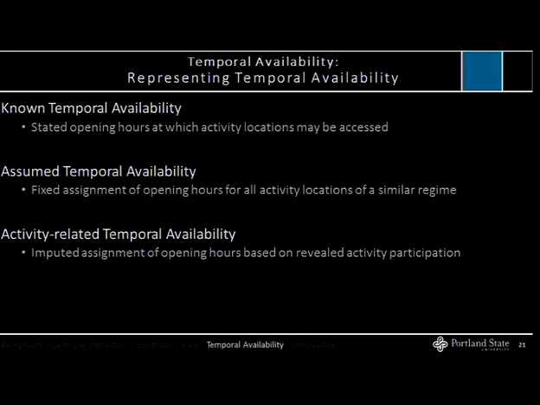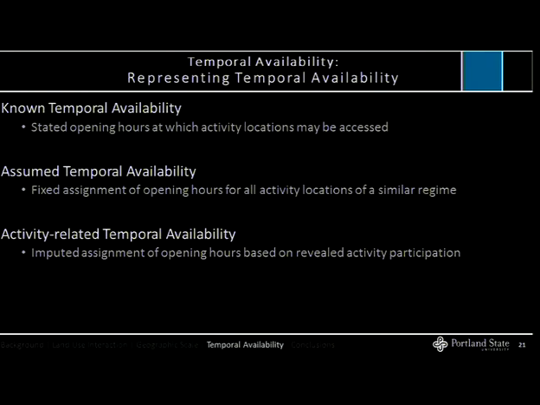However, these data are very hard to come by, and so there's probably a reason why this hasn't been looked at a little bit more. A second way that we could represent this is just an assumed availability. We fix the assignment of opening hours for all activity locations of a similar regime. So if we have an industrial land use type, we just say it's available from 6 a.m. to 6 p.m., and across the board, all industry locations are given that time.